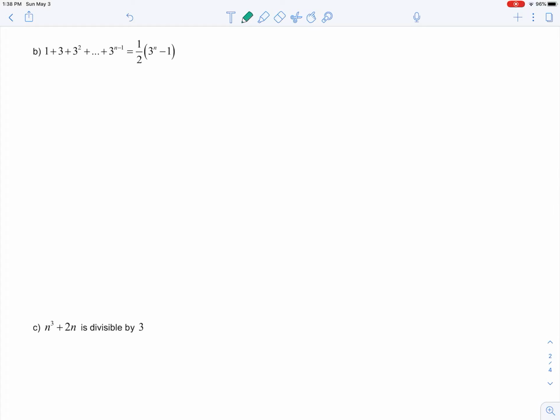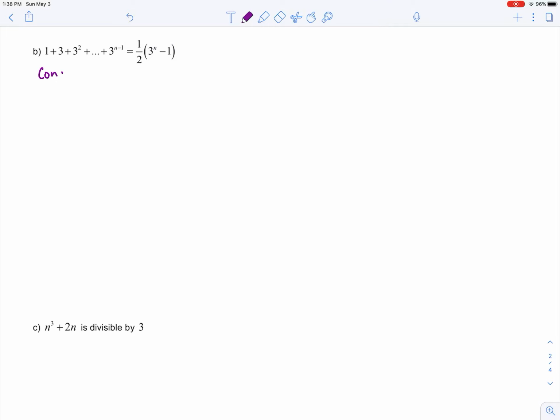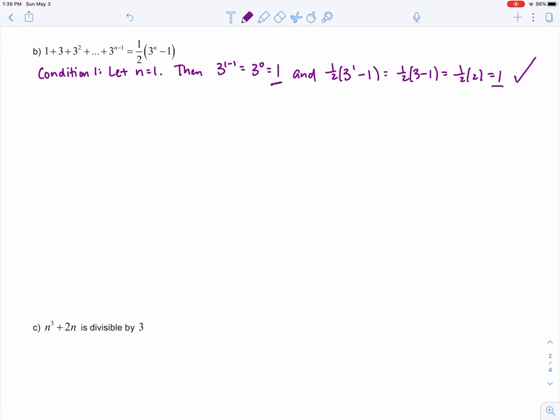1 plus 3 plus 3 squared plus ... plus 3 to the n minus 1 equals 1/2 times 3 to the n minus 1. Okay, so we're going to show that this is true when n is 1. This is condition 1. Let n equal 1. Then 3 to the 1 minus 1 equals 3 to the 0, which equals 1. And so that's the left-hand side. Now we'll go to the right-hand side. 1/2 times 3 to the 1 minus 1 equals 1/2 times 3 minus 1 equals 1/2 times 2, which is also 1. So this is the same as this, so it's true when n equals 1. So we've shown condition 1 is true.